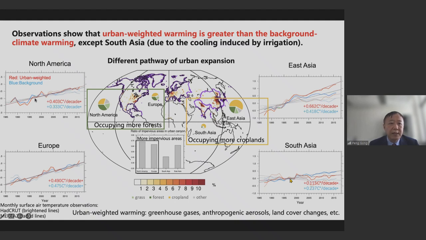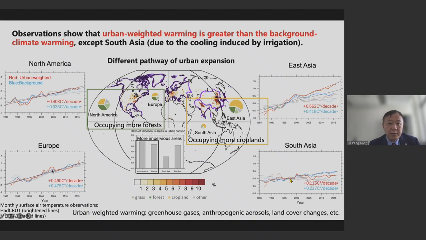So in North America, in the 1990s, urbanization actually had a cooling effect, but not anymore after 1998 or so. Because there is an urban heat island, there is also an urban sink island. We have published some work on that before. If you look at East Asia, the effect is very obvious. Urban areas have a much stronger heating effect.